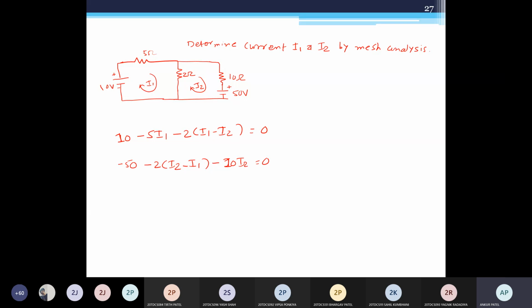Are you getting these two equations? Yes, sir. Now just subtract them. I1 equals 5.5. I am getting two answers: I1 equal to 5.5, and the second answer is 5.78. Tell me which one is correct, either 5.5 or 5.78.